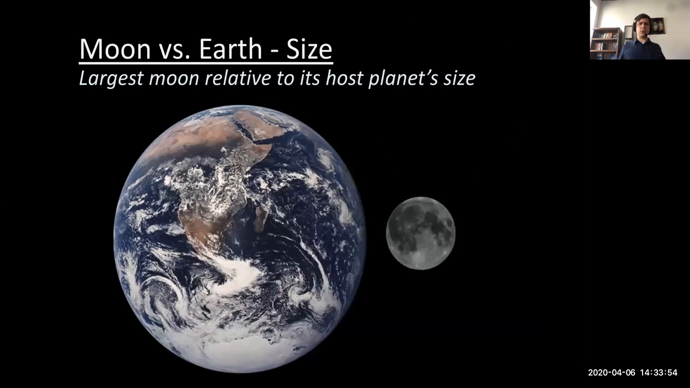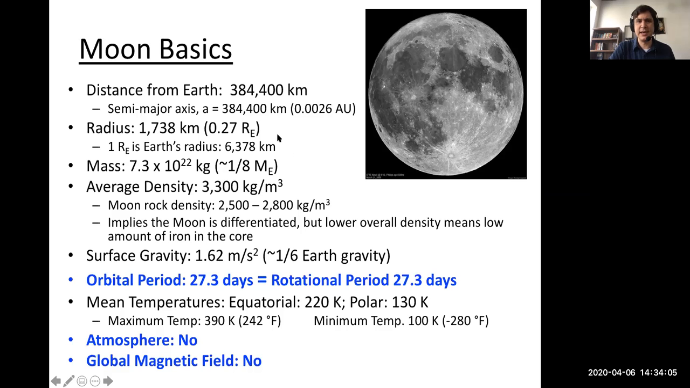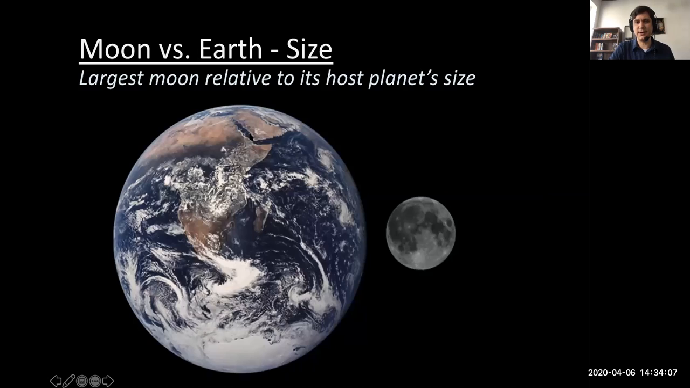I always like to show size comparisons as well. So here is the size of the moon compared to the size of the Earth. This is 1/8, or sorry, no, that's 1/8 the mass. That is 0.27 the radius. So we could fit about 4 of these side by side.